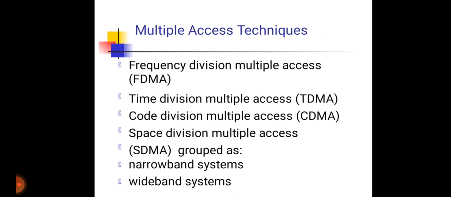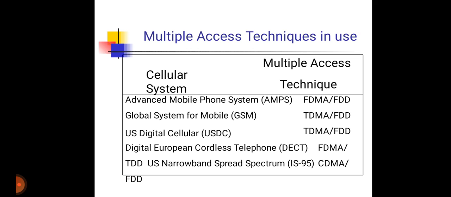Now, multiple access techniques. FDMA is frequency division multiple access. TDMA is time division multiple access. CDMA is code division multiple access. SDMA is space division multiple access. They are grouped as narrowband systems and wideband systems. These are the multiple access techniques in use.